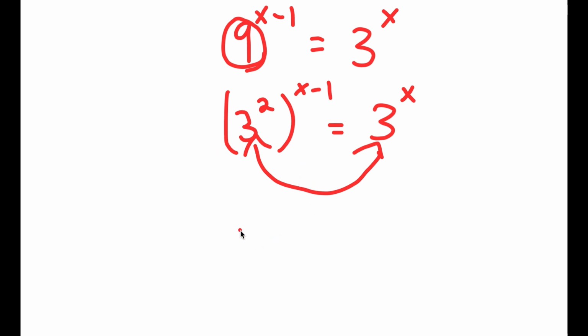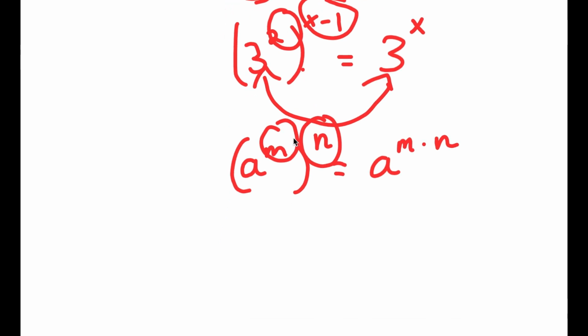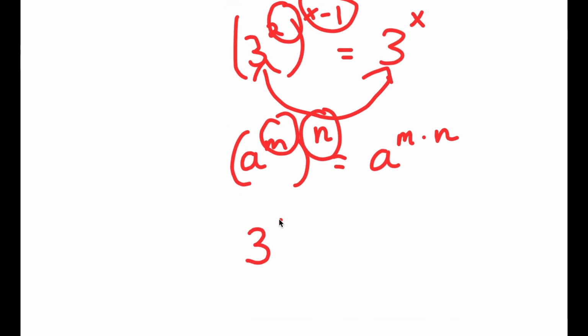Now, if I have something in the form a to the power of m to the power of n, this is equal to a to the power of m times n. So in this case, I have 3 to the power of 2 to the power of x minus 1. And we can think of 2 as m and x minus 1 as n. So this is going to be the same thing as 3 to the power of 2 times x minus 1, which is equal to 3 to the power of x.